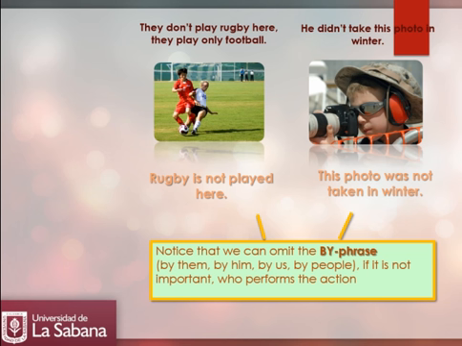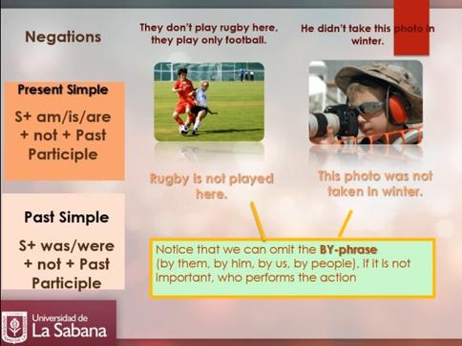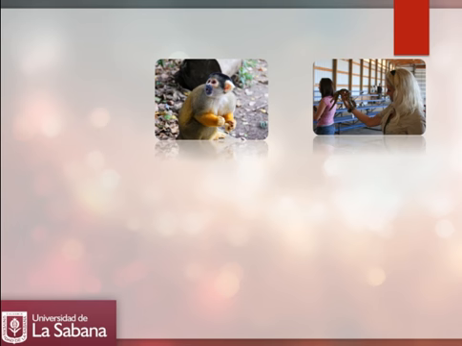Notice that we can omit the by phrase here. Here we omitted by them, by him. We can also omit by us, by people, because in some sentences it's not important who performs the action. So once again, the only difference between statements and negations is that we add not right after the verb to be. Now let's take a look at questions and how we form them.